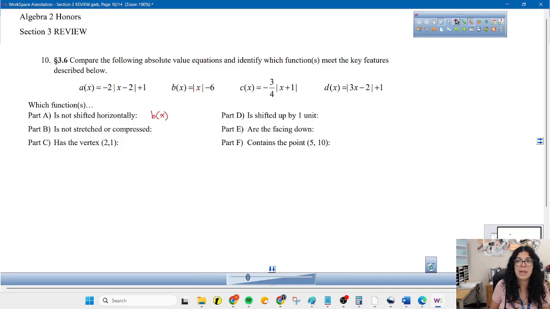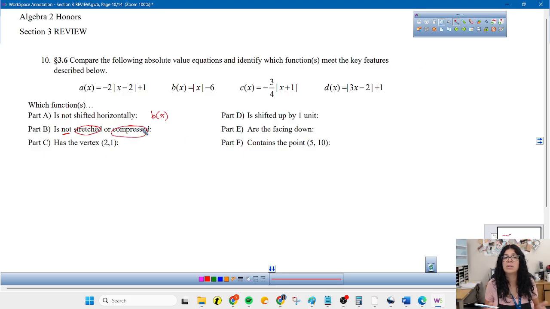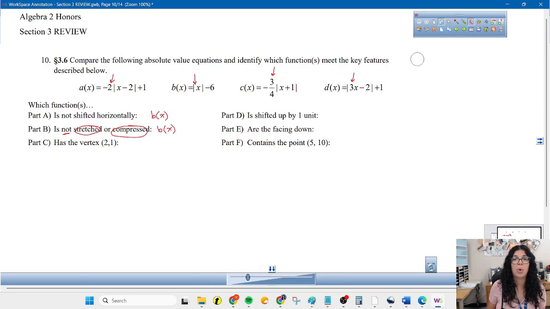Moving on to part B. Which graph is not stretched or compressed? Now, it's not saying horizontal or vertical. So if we multiply the y value by anything or multiply the x value by anything, that is going to be a stretch or a compression. So this is going to be a vertical stretch, so that's not our answer. This would be a vertical compression, so that's not our answer. And this would be a horizontal compression because it would be 1/3. So again here, b of x is the only one that is not multiplied at all. So b of x is the only one that is not stretched or compressed at all.